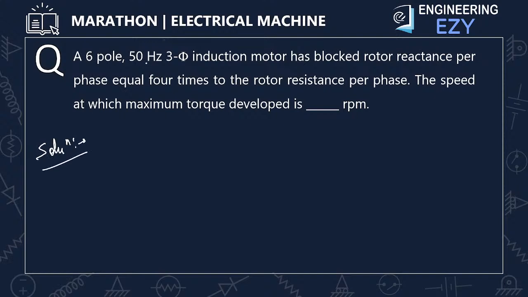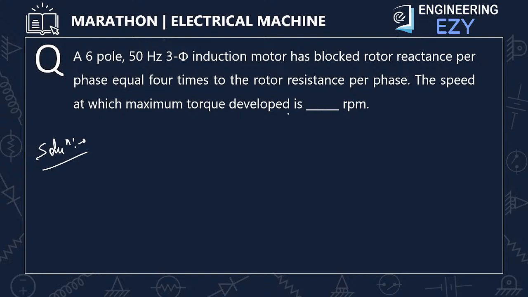A 6-pole 50 Hz three-phase induction motor has low rotor reactance per phase equal to 4 times the rotor resistance. The speed at which maximum torque develops. The speed at which maximum torque develops, it is so easy. So you can calculate.